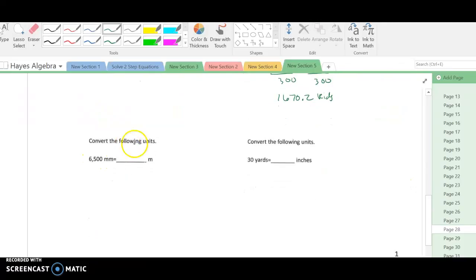Okay. Next, convert the following: 6,500 millimeters to meters. Well, we know we're going to set up our proportions here.